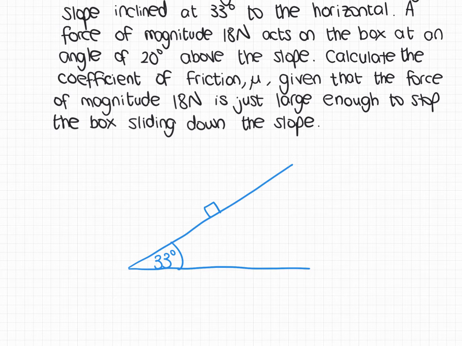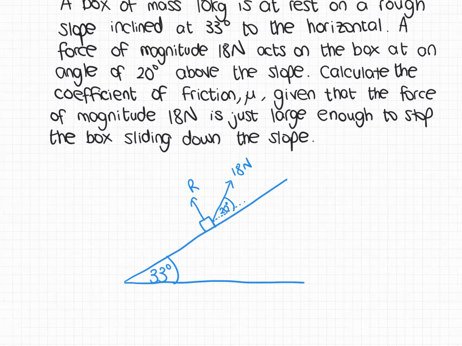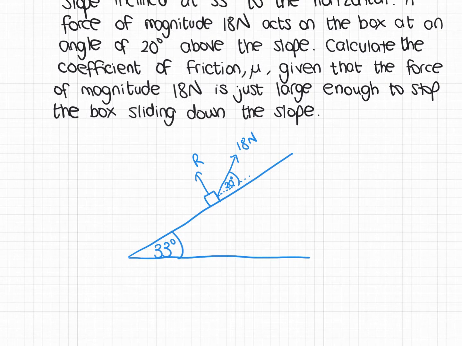So if this box is sitting on the slope, it's going to want to slip down. So that's going to be going up the slope, the force, isn't it? So if that's parallel to the slope, the force that's holding it will be going this way, 18 newtons. And this angle is going to be 20 degrees. It says calculate the coefficient of friction. So we're going to have R, aren't we? And we are going to have a weight of the box, 10g.